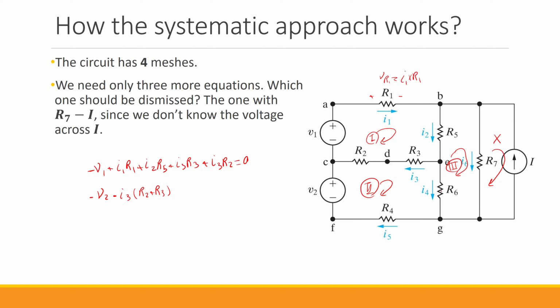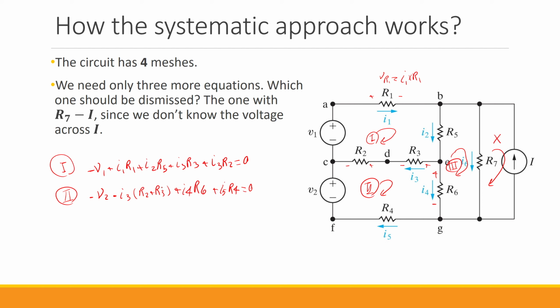And then I get to R6. Again, the positive is here, the negative here. So for these ones, the positive was here, negative here, positive, negative. That's why we have this negative sign. We have plus I4 multiplied by R6. And finally, we have plus I5 multiplied by R4 equals 0. So this one was the KVL for the first mesh. This one is for the second mesh.